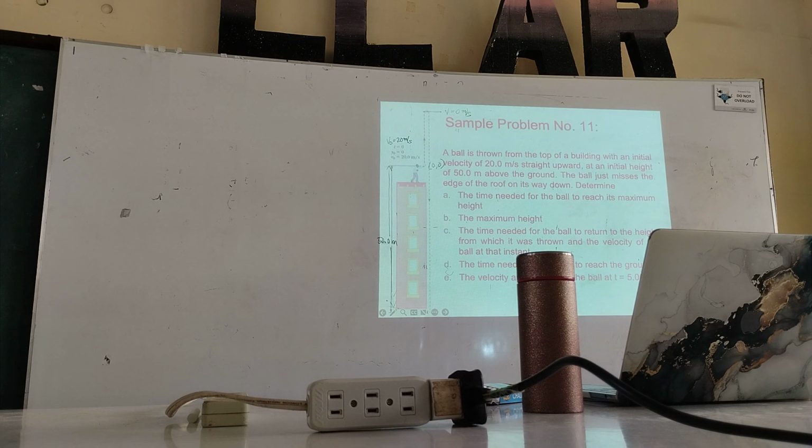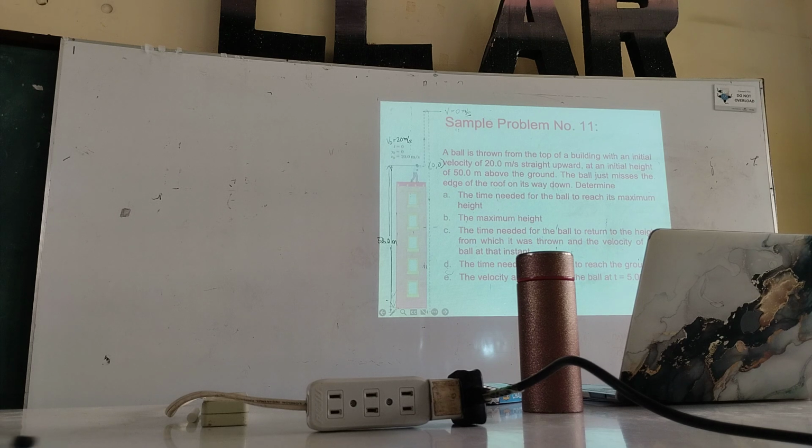So this is 0, the final velocity, equals the initial velocity plus g times time. So your time at the peak is 2.04 seconds.